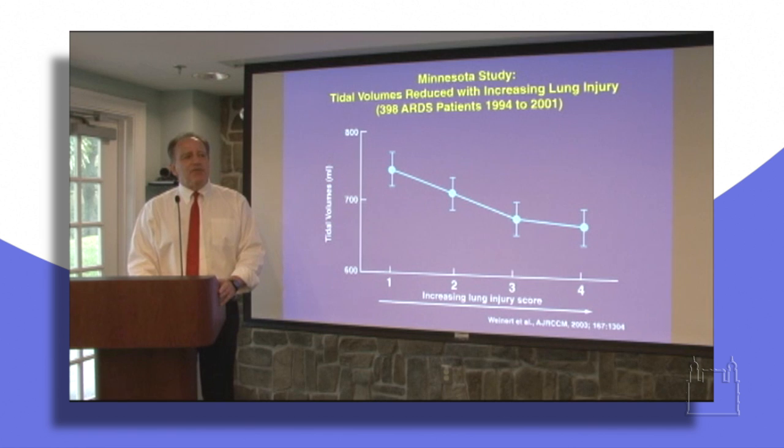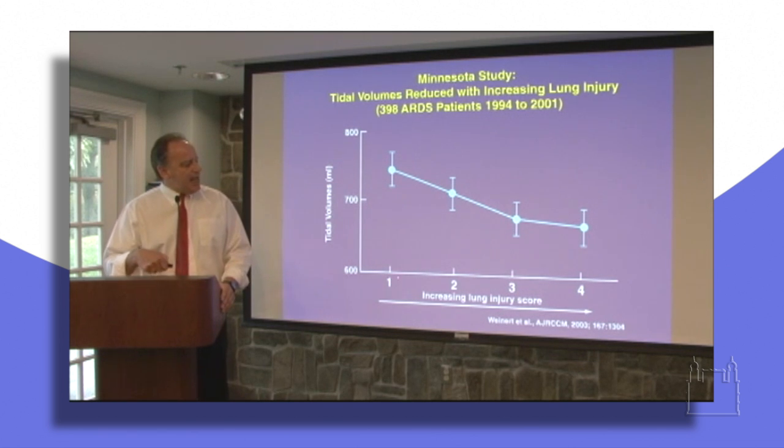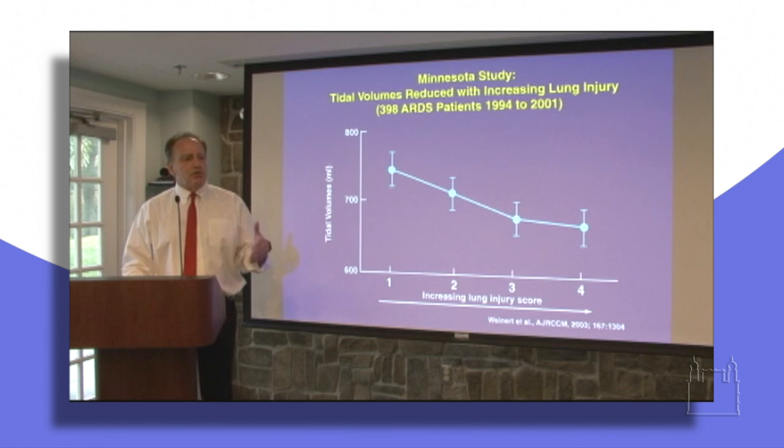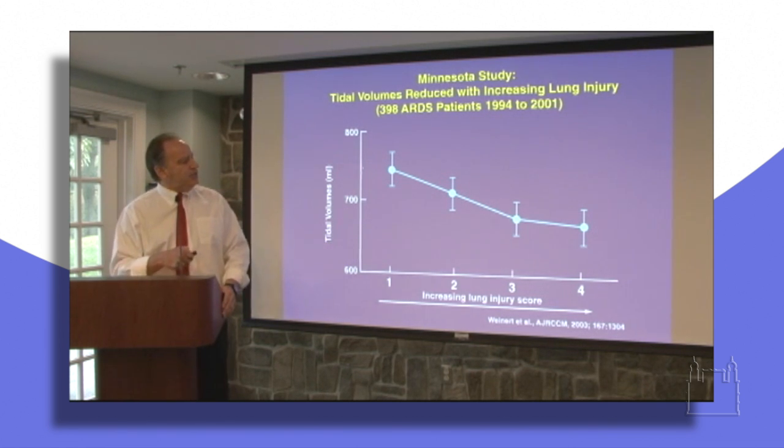So this is a study from Minnesota, 400 patients with ARDS. And what they show you is that as lung injury score increased, that is, chest x-rays were worse and blood gases were worse, which goes into this score, physicians lowered tidal volume. And these are means and standard deviations. And there's a dramatic, highly significant decrease. And this was at the same time that they were enrolling patients in this trial.